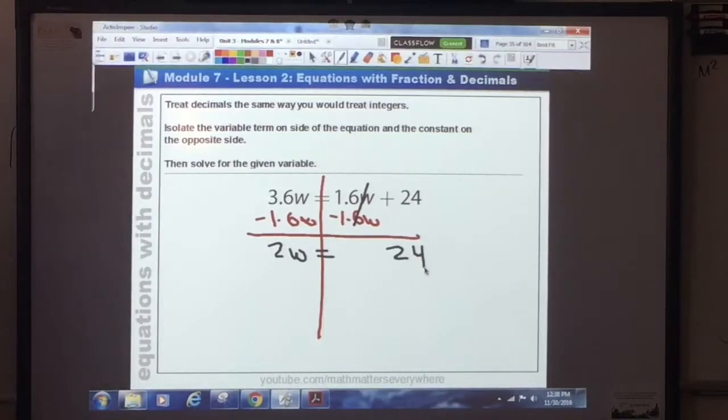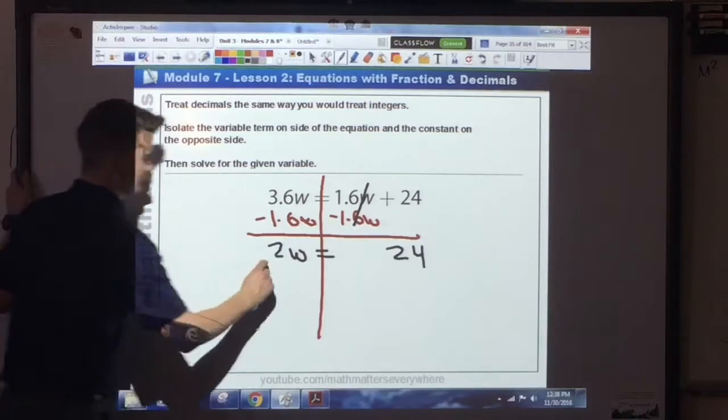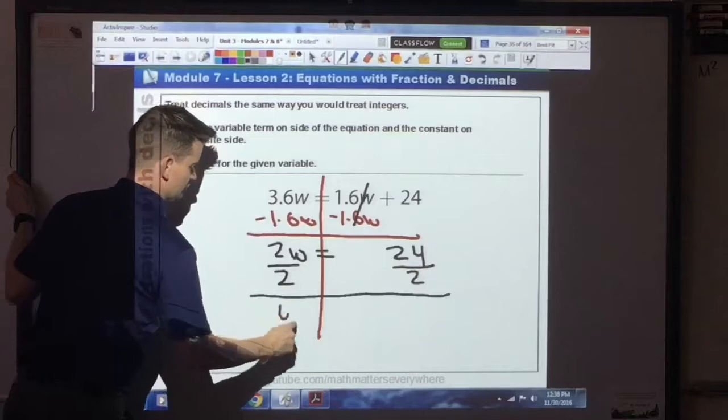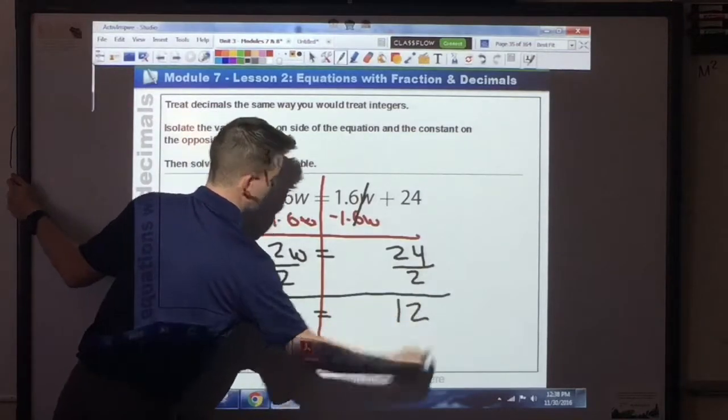When I get to that point, I think everybody in this room knows what to do. You're dividing both sides by the, what is it? It starts with a C. The coefficient. And what is your coefficient here? 2. So I divide both sides by 2. And I get w equals 12. There's no fancy tricks here.